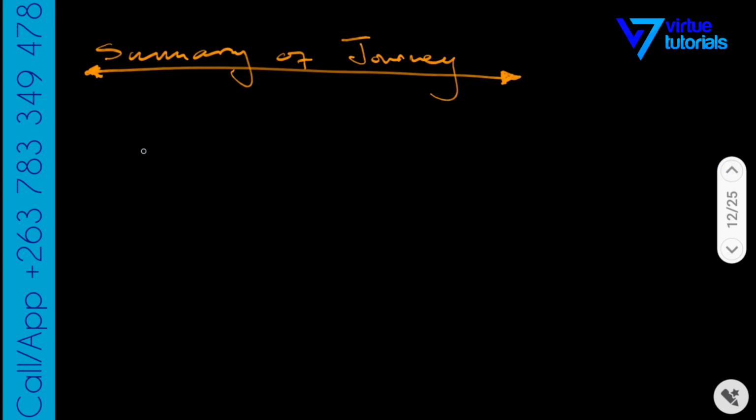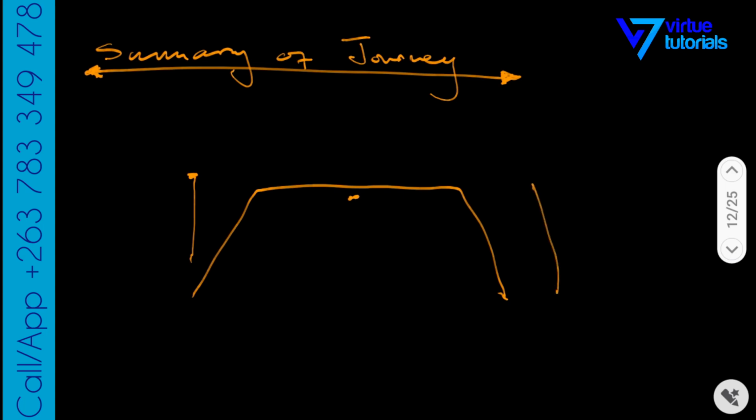We can summarize this when we look at the journey. The journey had 3 stages. The object moved a certain distance away, it stayed at that point for some time, and then it returned. So that is the summary of that journey.